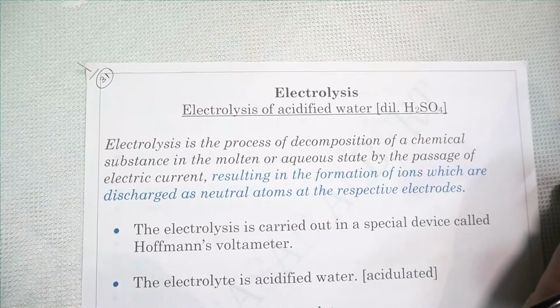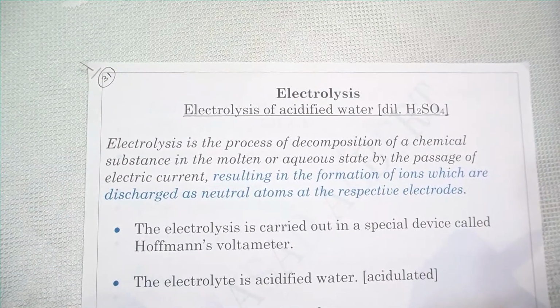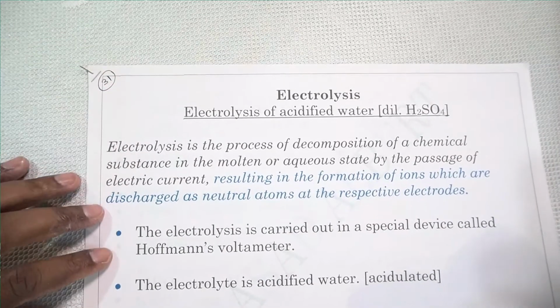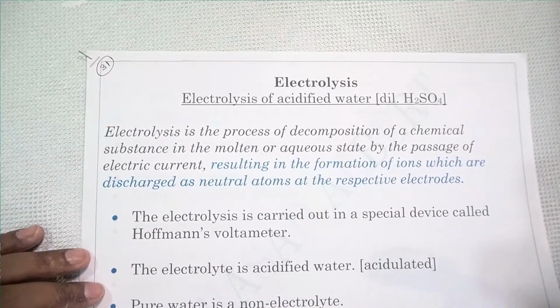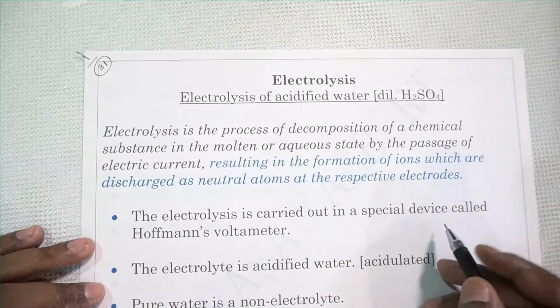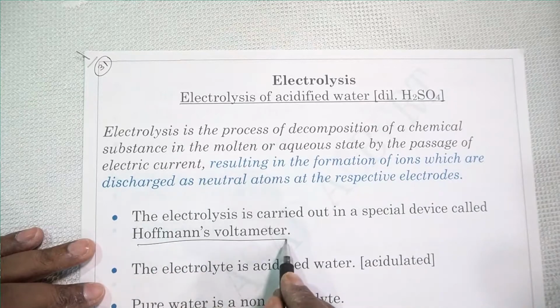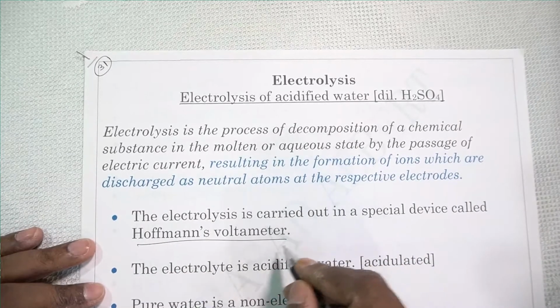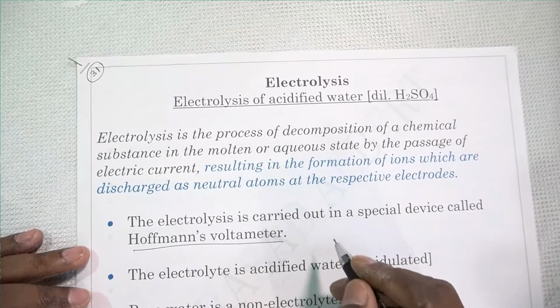Electrolysis is the process of decomposition of a chemical substance in the molten or aqueous state by the passage of electric current. That's what we already learnt. Now, the electrolysis of water is carried out in a special device called Hofmann's voltammeter. Please learn the name, it is important. Hofmann's voltammeter, because that is the name of the scientist who devised this apparatus.